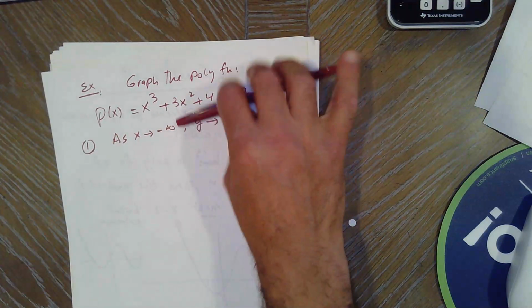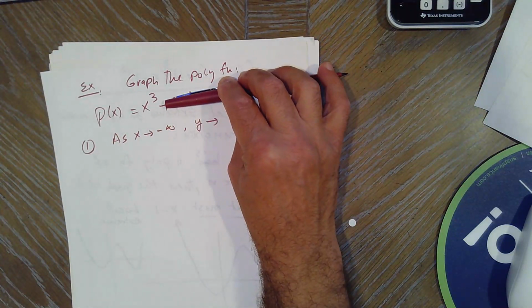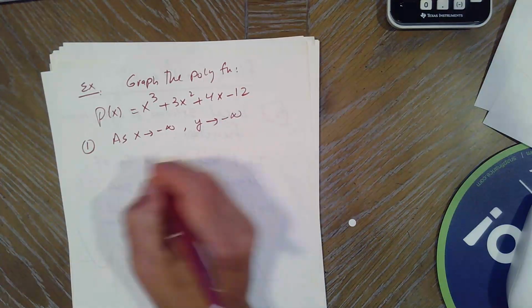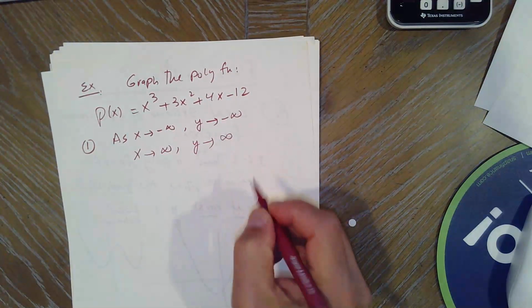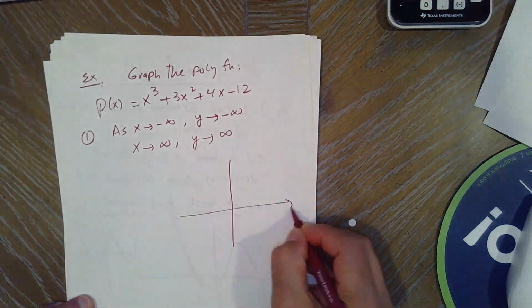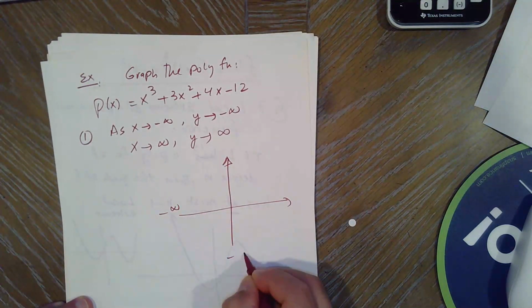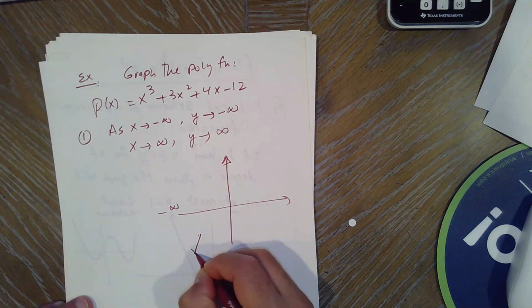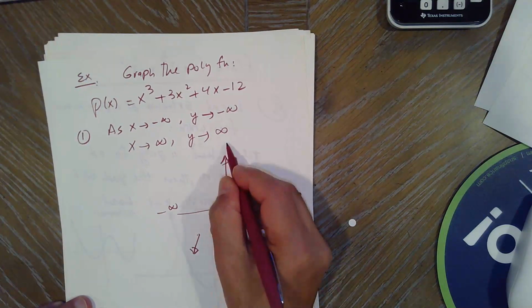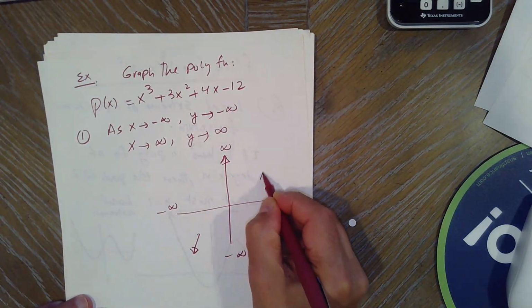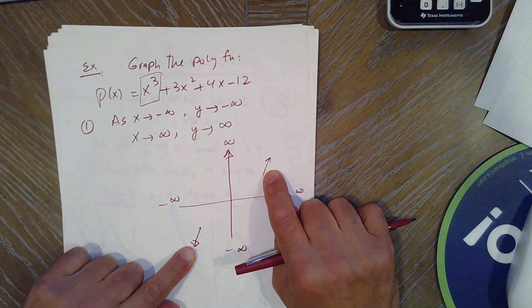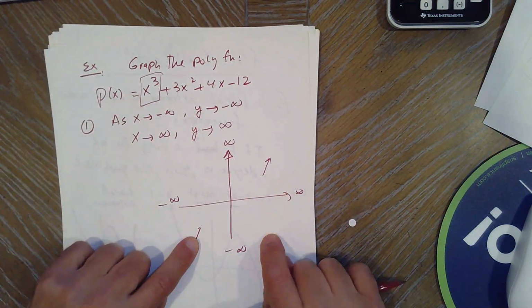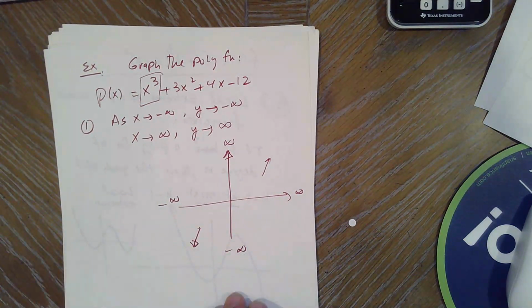Why? We're only going to look at the highest degree, and negative infinity to the 3rd power is negative infinity. As x goes to infinity, y again goes to infinity, so we know the graph is going to start here and end up at infinity there, and we knew it would end there because it's an odd exponent. It starts and ends in opposite quadrants. If it was even, it would start and end on the same side.